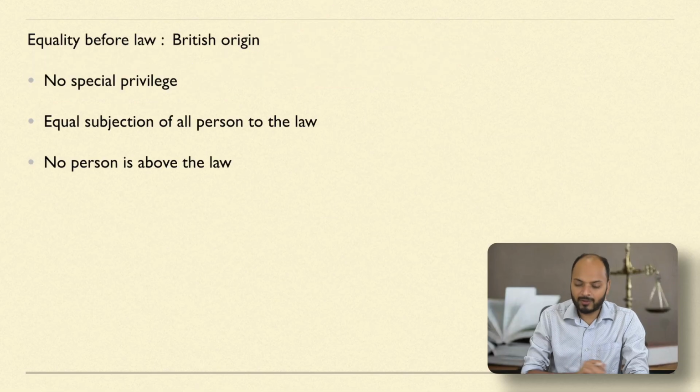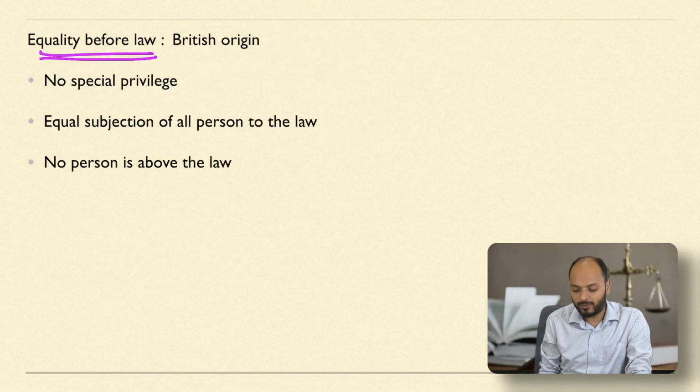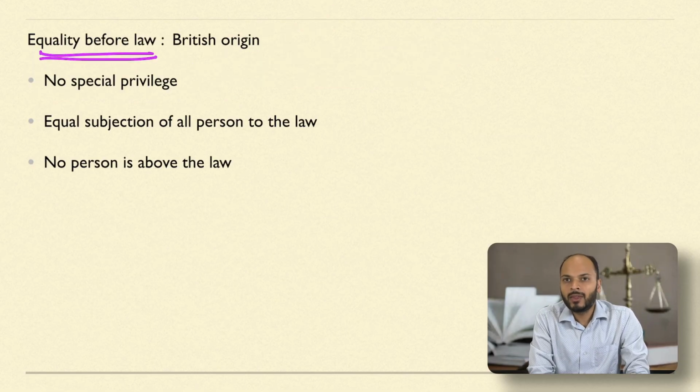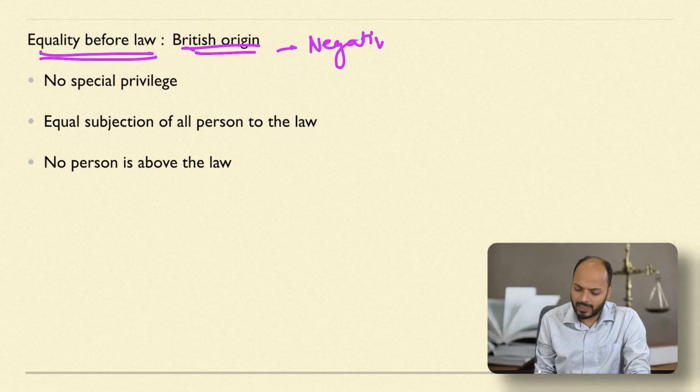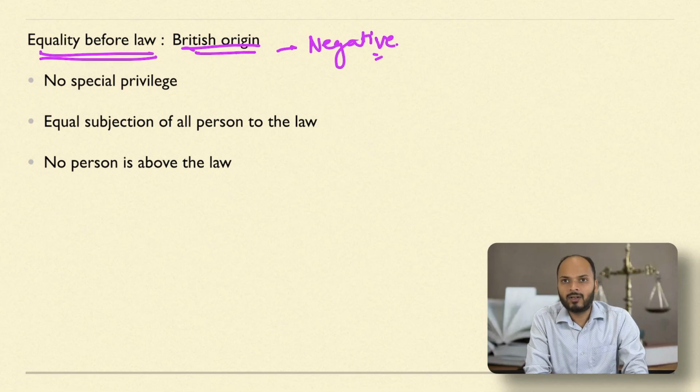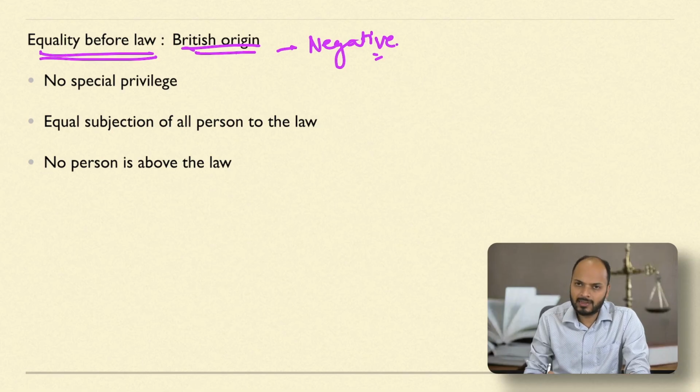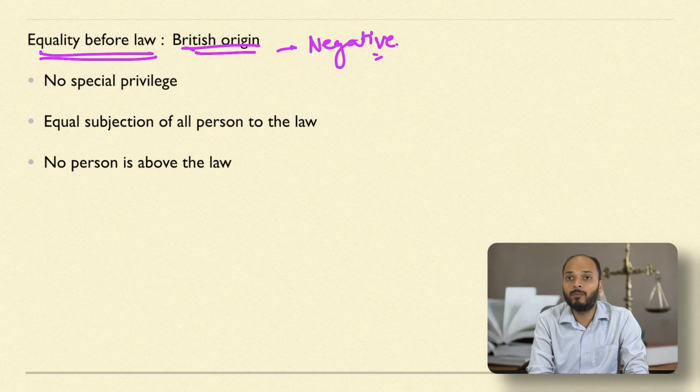Now let us first try to understand the meaning of equality before law. This concept originated in Britain, right? It is a British origin concept and it is considered to be a negative concept. Why negative? Meaning it imposes restrictions on the powers of the state, right? How? Equality before law has three components.